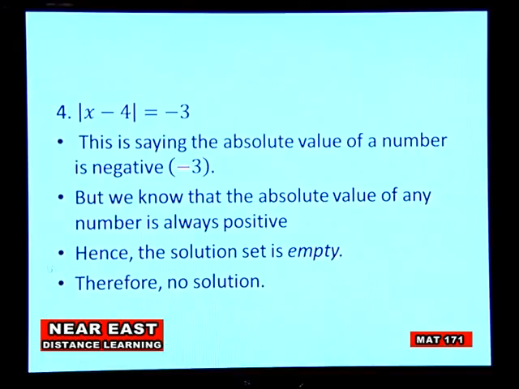So now, the absolute value of x minus 4 is equal to minus 3. So now, this question is very different from our previous question. The absolute value of x minus 4 is minus 3. This is saying a number is minus 3 units from 0.